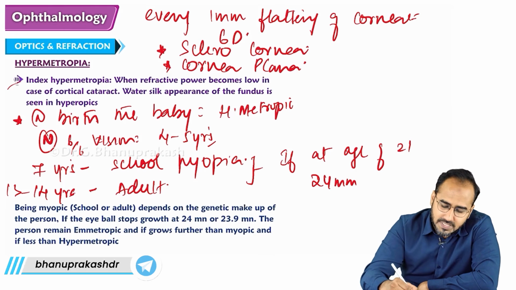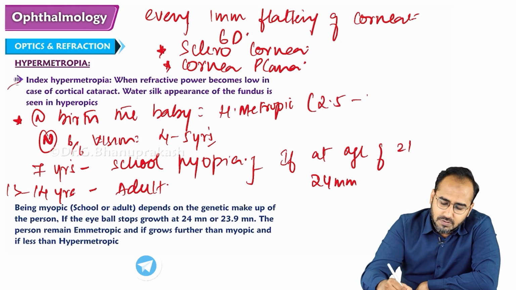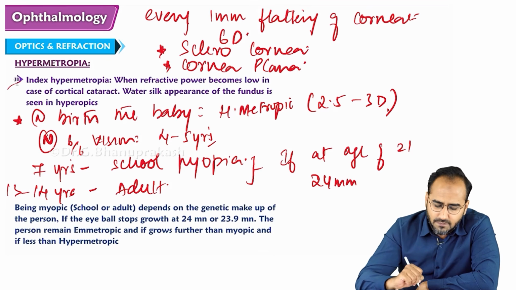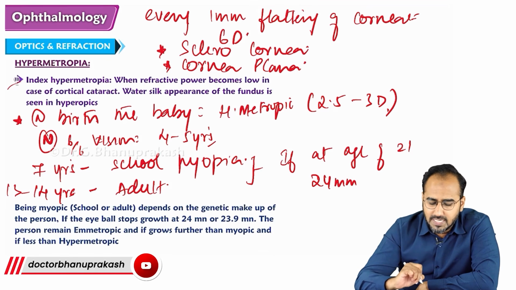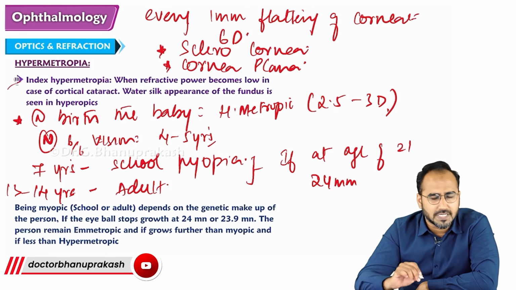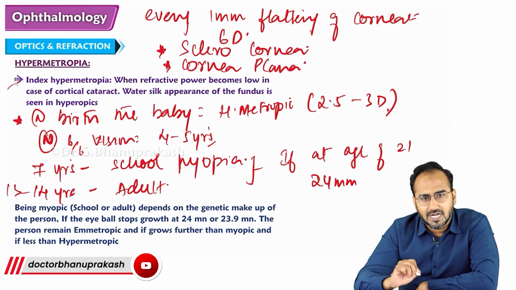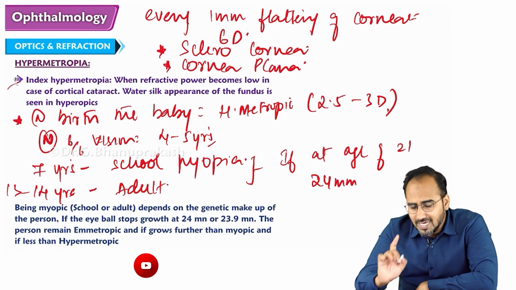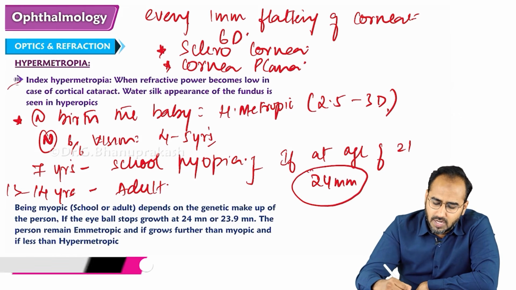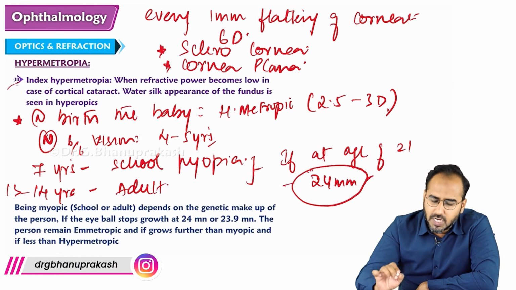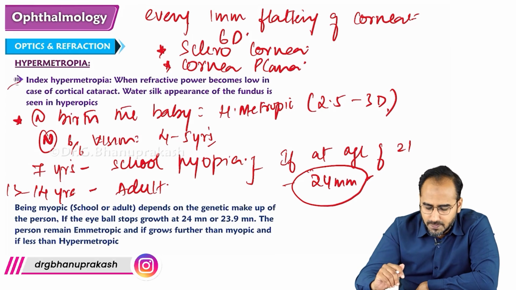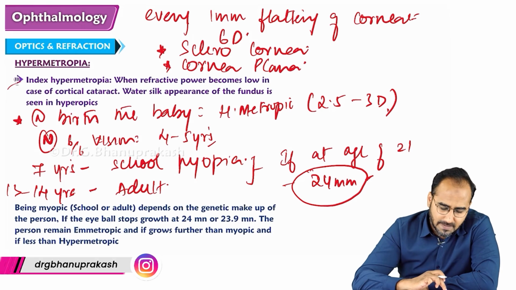Hypermetropic by how many diopters, guys? 2.5 to 3 diopters. He develops a normal vision by 4 to 5 years of age. By 7 years of age, if at all the patient develops myopia, that is called school myopia. At 14 years of age, adult myopia. Both will get automatically corrected if the eyeball stops growing at 21 years, or if it stops growth at 24 mm, then the person will be emmetropic.